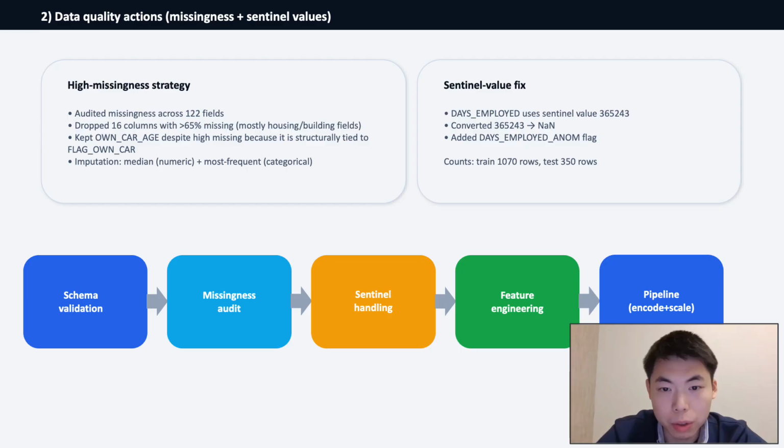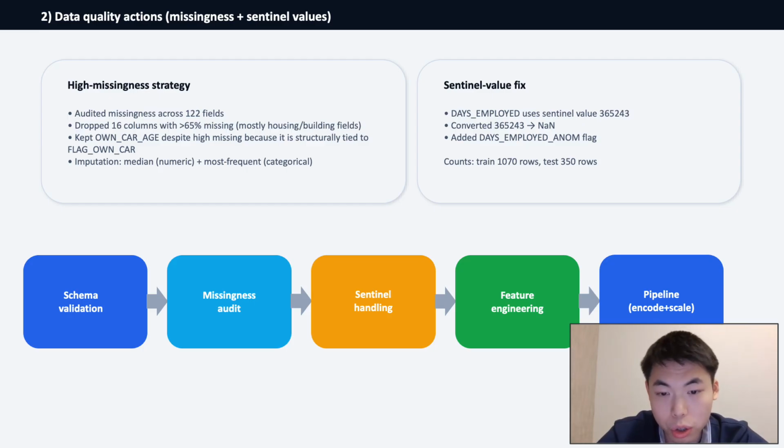Next, we handle the data quality issues. One major issue was missing values. Some housing-related variables had very high missing rates, close to 70%. So we removed the worst high-missing columns, because keeping them would add noise and reduce model stability.